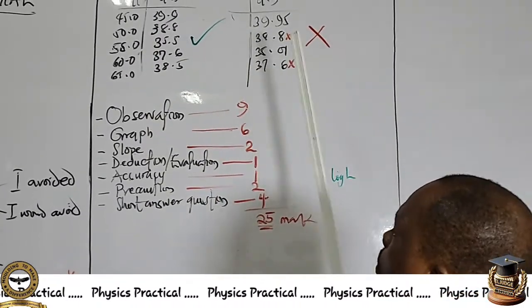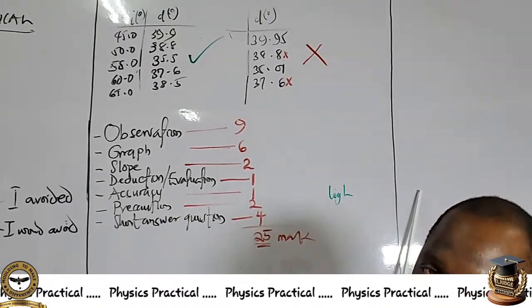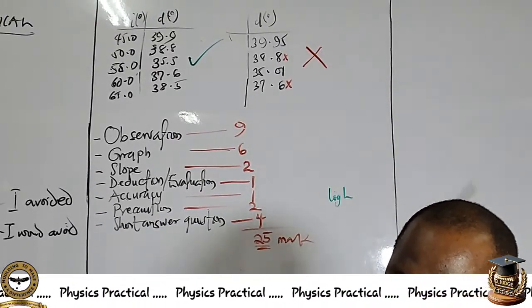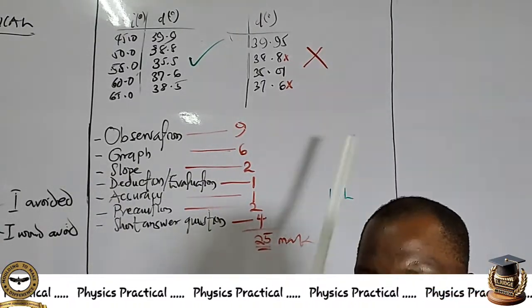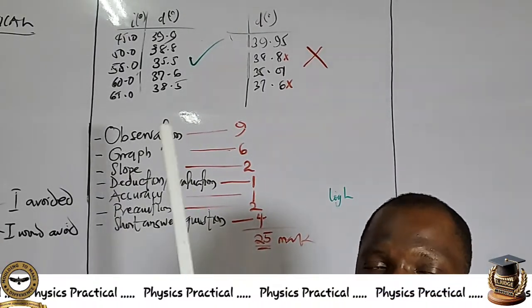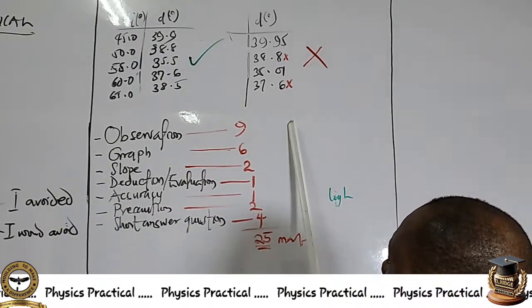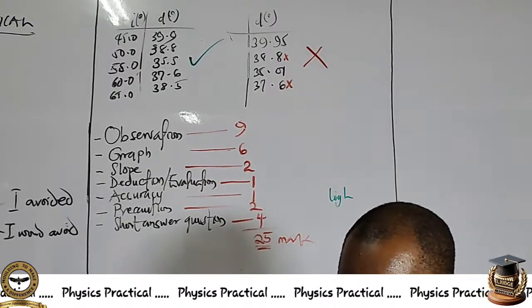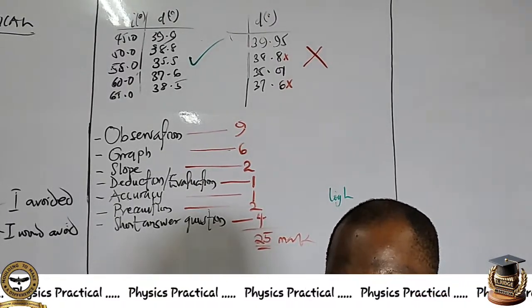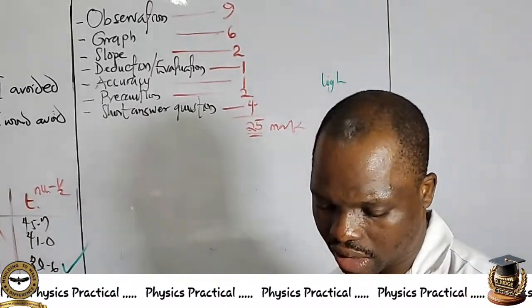Where you are told to plot a table of I against D, I on the vertical, D on the horizontal, if you plot the table of D against I, you have disregarded the instruction, and that's what we write as DI, and that is going to give you -1. Then systematic errors attract a loss of 1 mark.